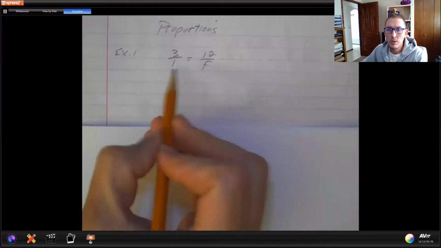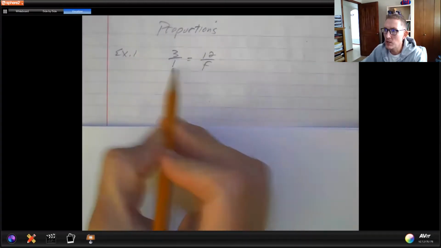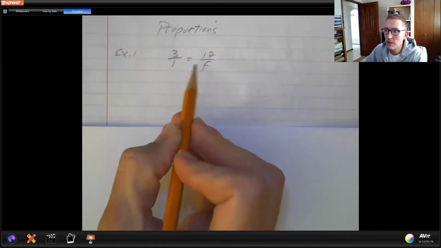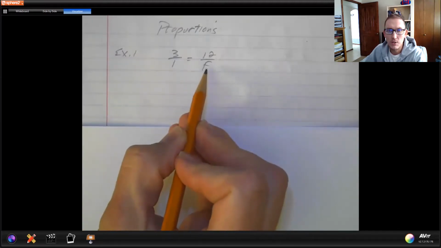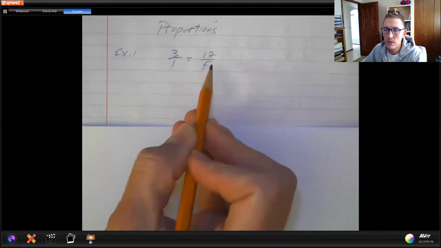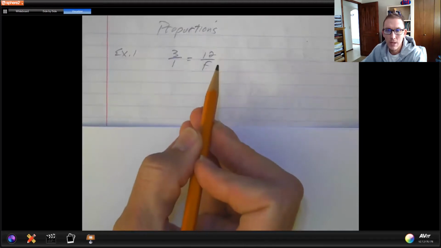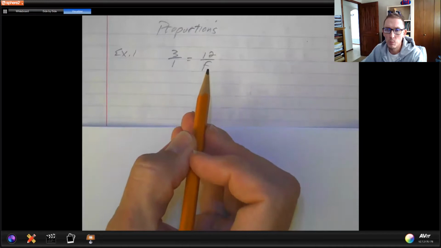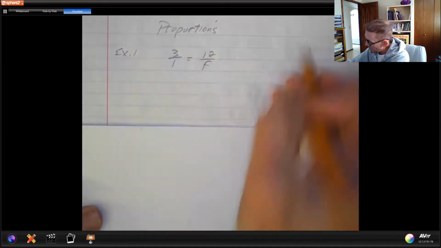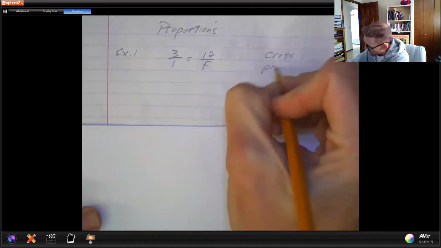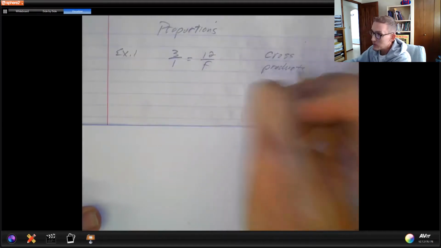A proportion, like I said before, are two fractions that are going to be equal to each other. And there's going to be a variable involved in that fraction. Now, sometimes there'll be more than one variable, so I might have a variable in both fractions or in the top and the bottom of the same fraction. It doesn't matter because the method to solve a proportion will be the same. The method we're going to use is something that we refer to as cross products.